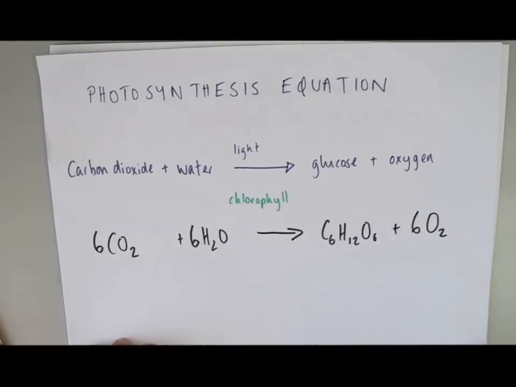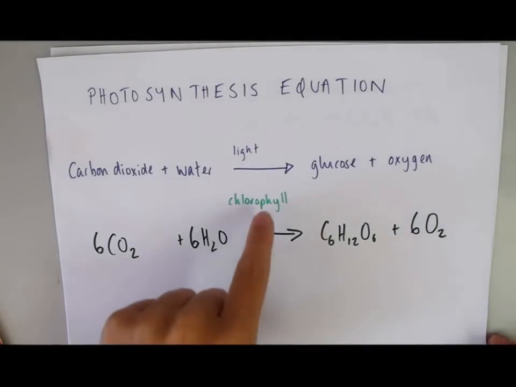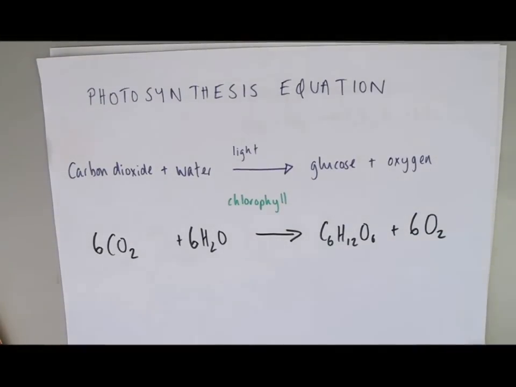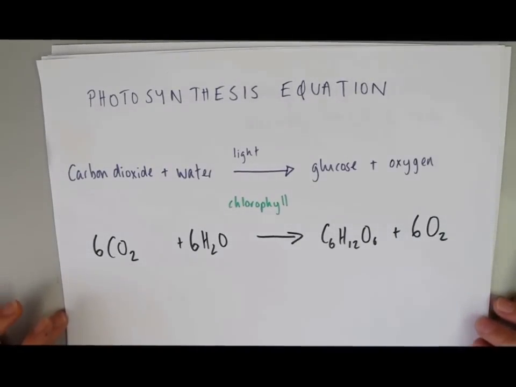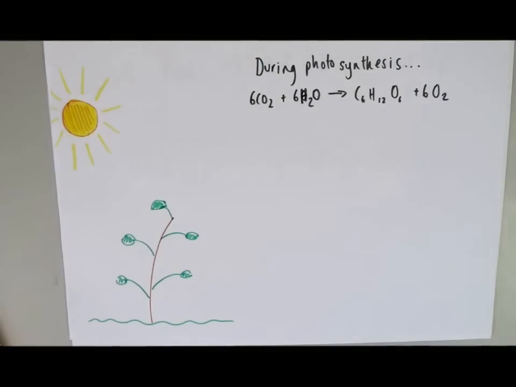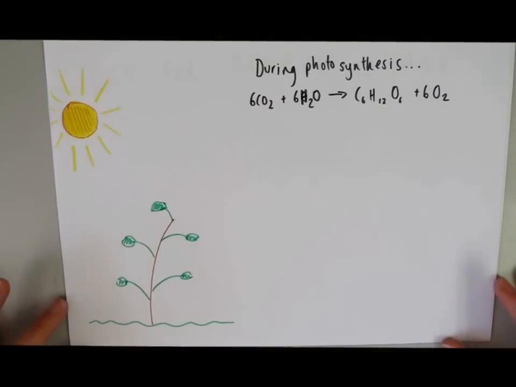the sixes. So it's 6 CO2 plus 6 H2O, in the presence of light and chlorophyll, goes to C6H12O6 plus 6 O2. So how are we going to do an experiment to prove that photosynthesis is taking place, and to prove that this is indeed what's going on? How are we going to show that photosynthesis is taking place?